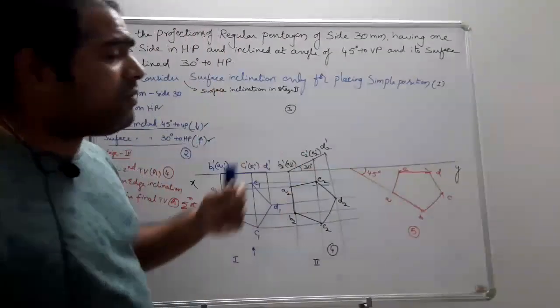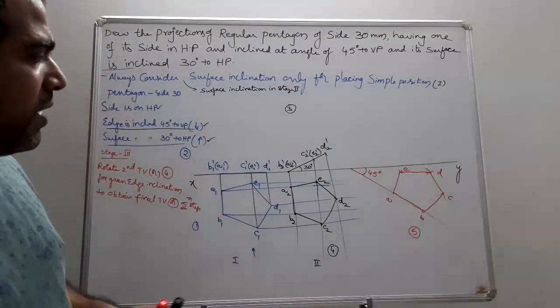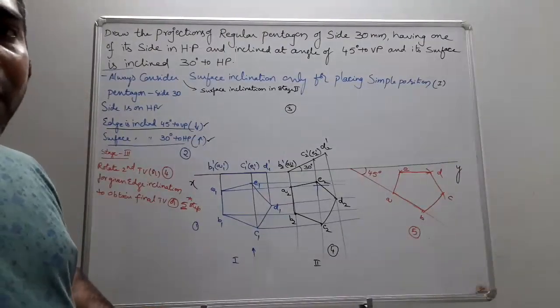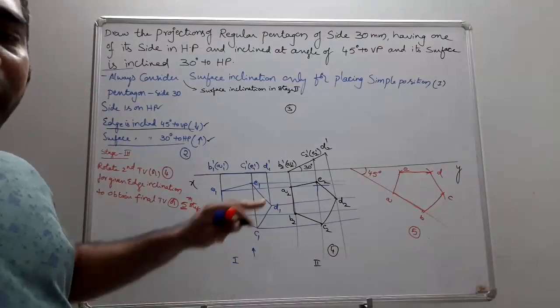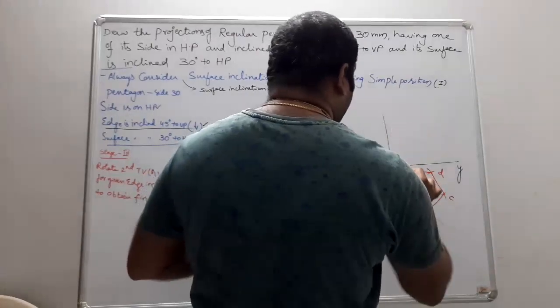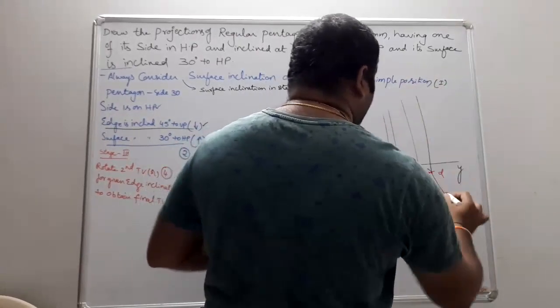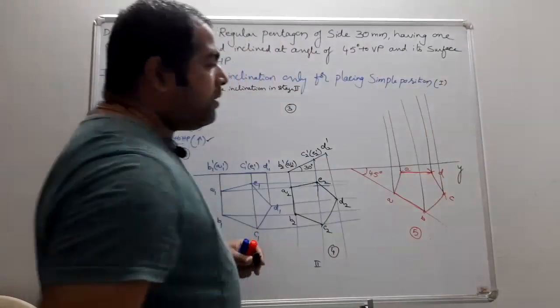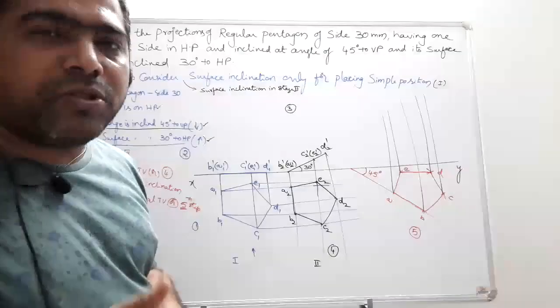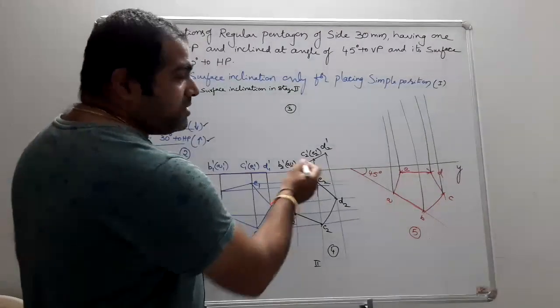Now, how can I obtain our final front view, sir? The final front view is obtained as follows: draw the vertical projectors from the obtained top view. What is our top view here? It is the top view. Draw the vertical projectors. Now draw the horizontal projectors from the previous front view. What is the previous front view? This is the previous front view.